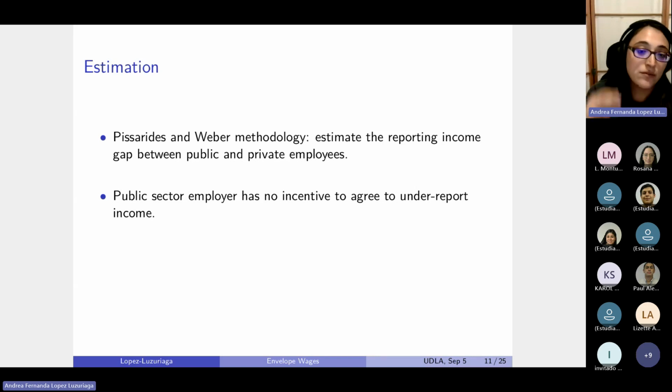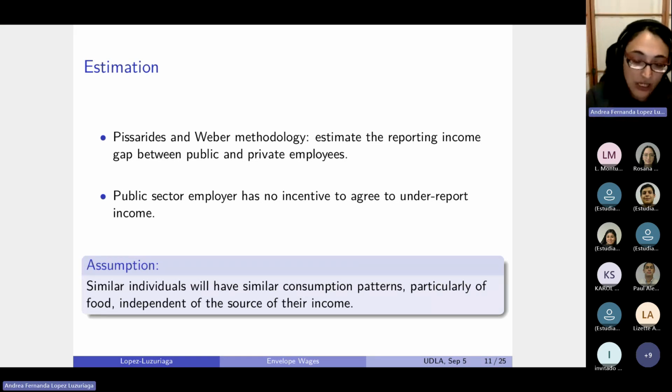I'm using public sector versus private sector because there's no way for a public sector employee to agree with his employer, which is the government, to be paid something on the side, to avoid contributions to Social Security and to avoid income tax. So the big assumption here, and in the robustness checks we do several things to try to prove that this assumption is at least sensible in the Ecuadorian context, is that similar individuals will have similar consumption patterns. In particular of food, and we do it for total consumption, independent of the source of their income.